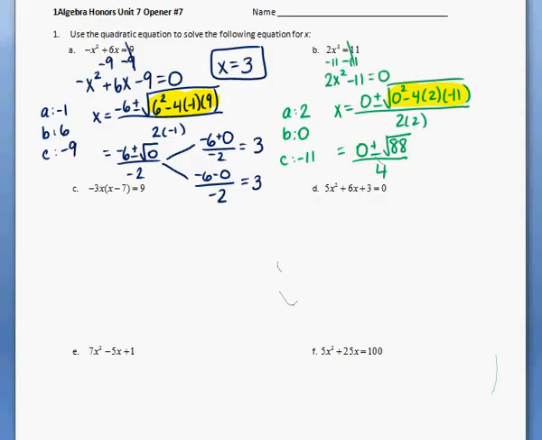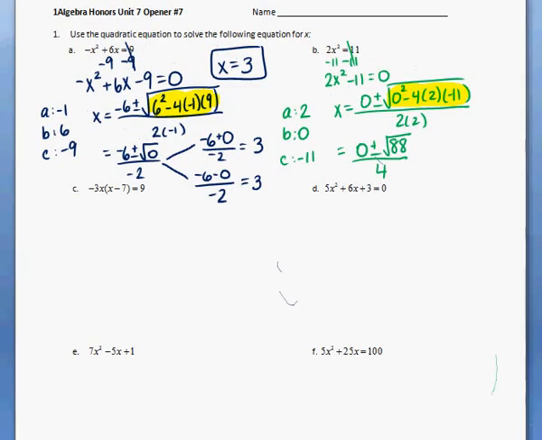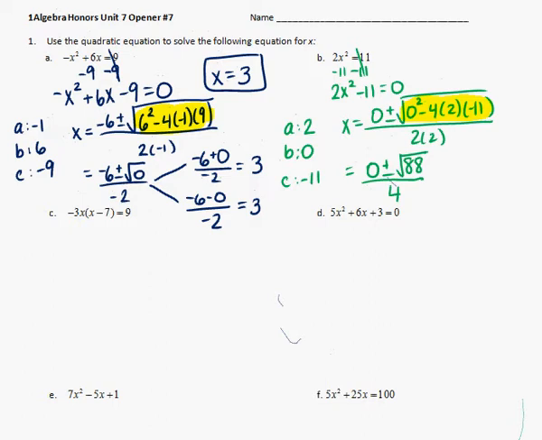I keep shrinking this down and zooming in too much, so let's see if we can get it to a place where we can see it. For my final answer, I'm just going to say x equals, instead of 0 plus or minus, plus or minus root 88 over 4. Maybe you simplified it, maybe you came up with a decimal approximation. For now, I'm just going to leave it like that.